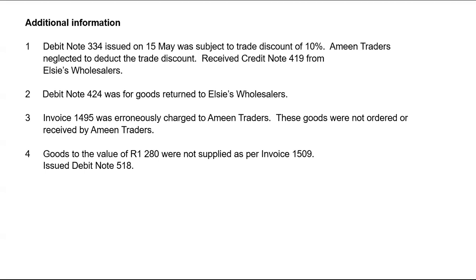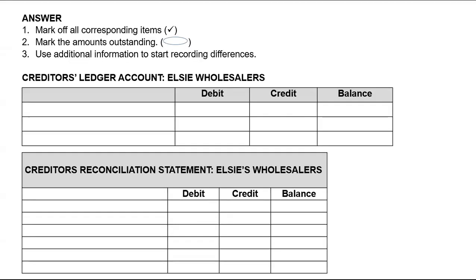They say the debit note 334 issued on the 15th of May was subject to trade discount of 10%. Our main traders neglected to deduct the trade discount. And obviously the trade discount, we received credit note 419 from LC wholesalers. Ooh. But now there's something I'm noticing here. They are not saying anything about that 600 at the beginning, which was a discount, remember? So what am I going to do?